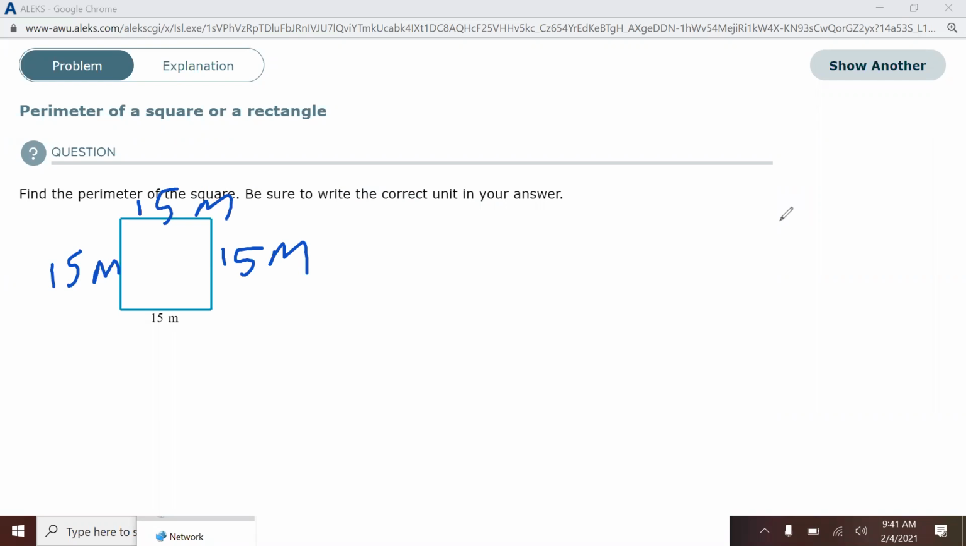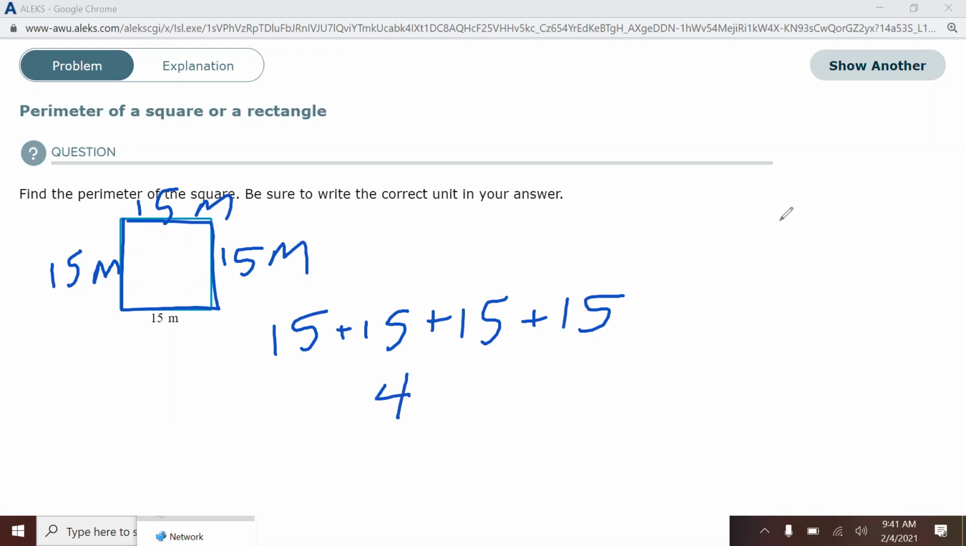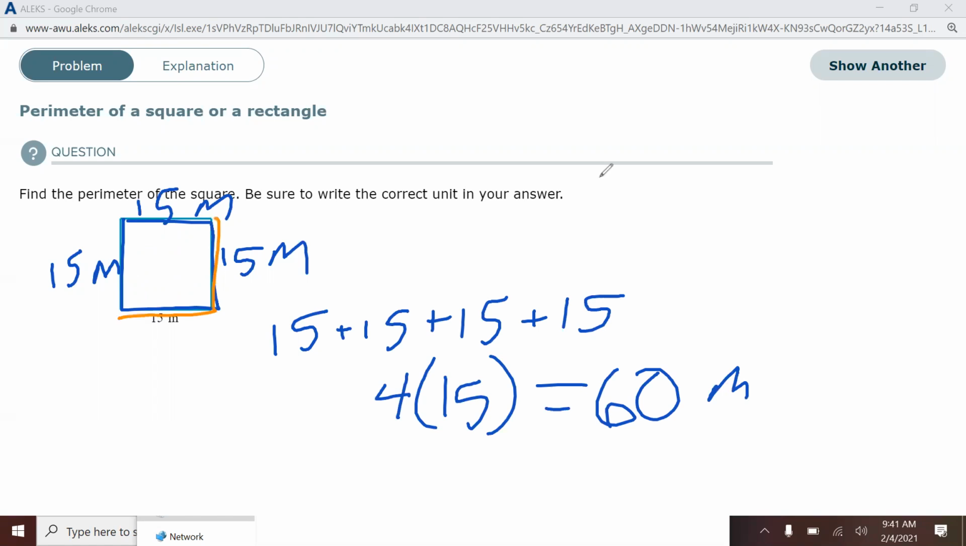The other important thing to recognize is that we are looking for perimeter. Perimeter is not the amount of area inside, that would be base times height. Instead, it will be the distance around the edge. Well, I could say 15 plus 15 plus 15 plus 15, but we're in college, so let's just say I've got 4 15s, and 4 times 15 is 60. 60 meters is how far you would walk if you were to go all the way around.